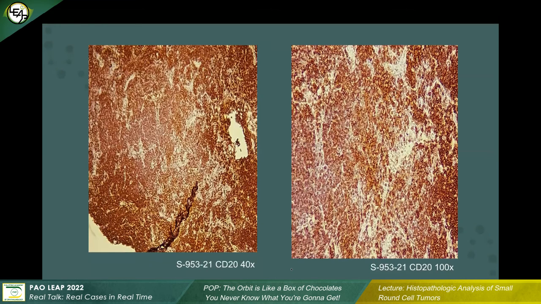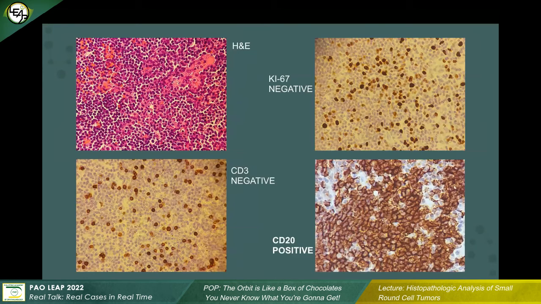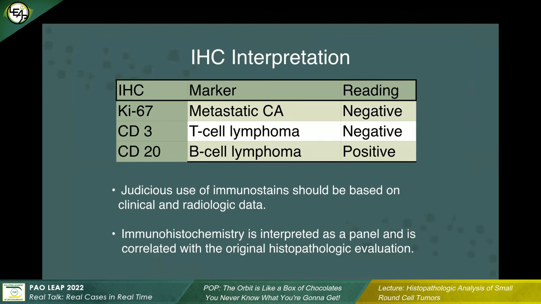So here's a composite photo of the original H&E. Now we have to check it with the original histopath and then compare the immunostains, no? So we can see the actual tumor cells under investigation. And we can see that Ki67 was negative, CD3 was also negative, but for CD20, it is positive. So the final histopathologic diagnosis was B-cell lymphoma, okay, based on the CD20 positivity.